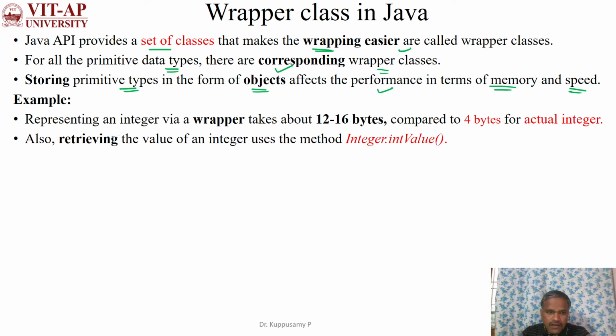For example, an Integer represented as a wrapper class consumes 12 to 16 bytes, but a primitive int consumes only 4 bytes, so the wrapper takes more memory space. When it takes more memory space, calculation also takes more time. For retrieving the value of an Integer we use the method intValue. So the Integer wrapper class has its own methods.